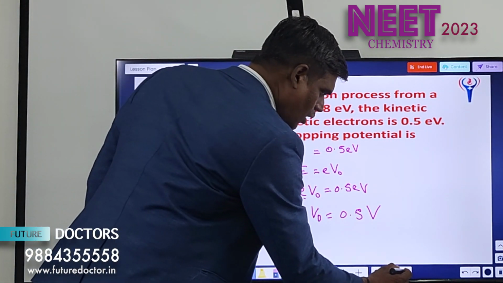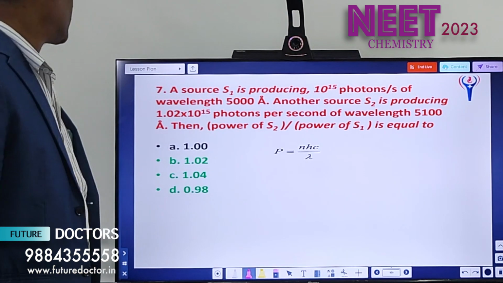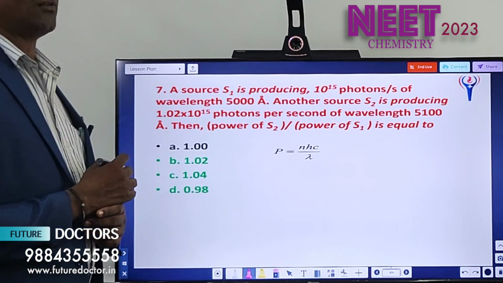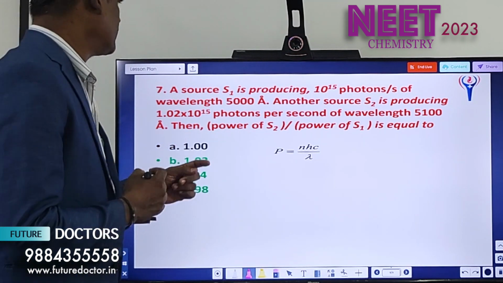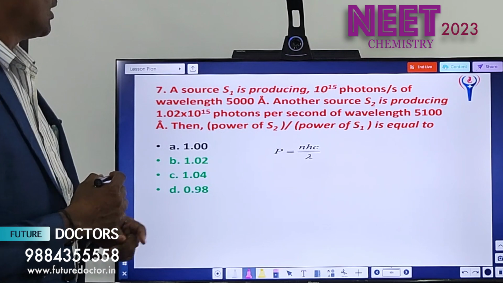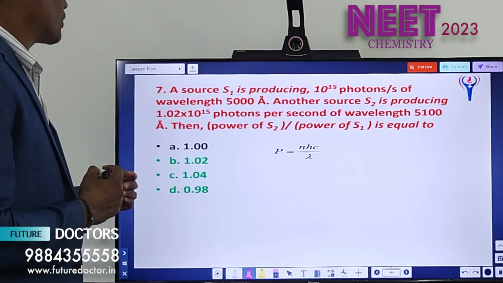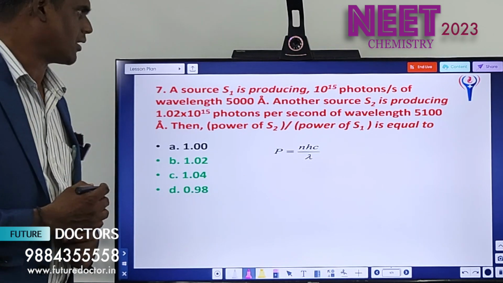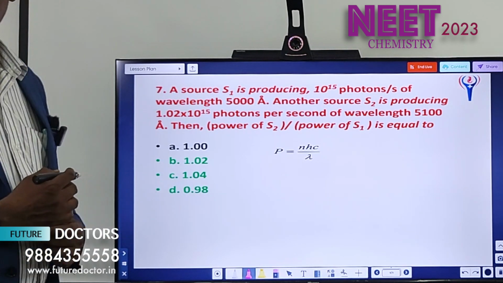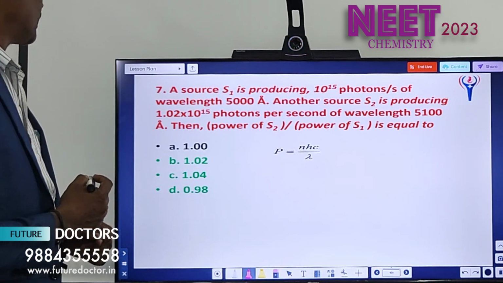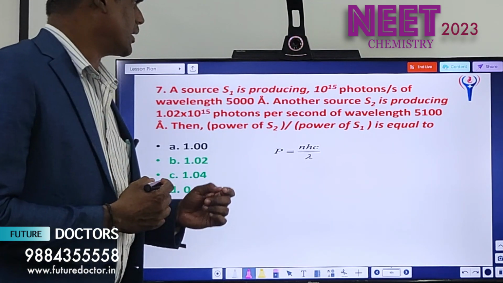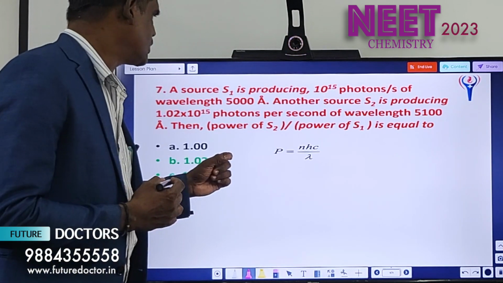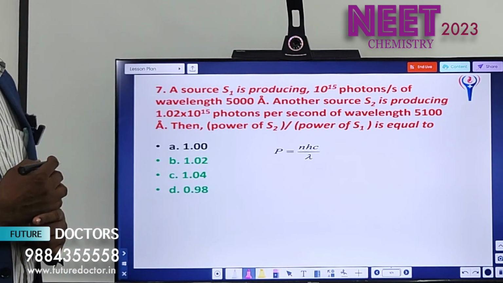Let's move to the last question. Question number 7. A source S1 is producing 10 power 15 photons per second of wavelength 5000 angstrom. Another source S2 is producing 1.02 into 10 power 15 photons per second of wavelength 5100 angstrom. Then power of S2 divided by power of S1 is equal to dash. You should find the ratio of power of S2 and power of S1.